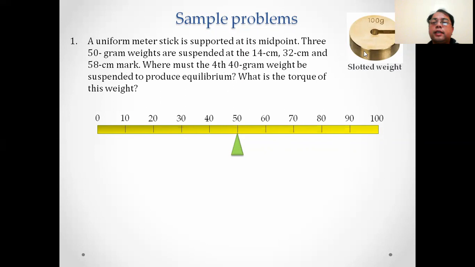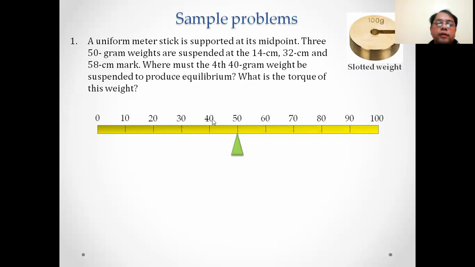We position a slotted weight. A slotted weight looks like this. So it's like a mass with a certain hole in the middle. These are standard masses. So let's say we have 50 grams. We were able to gather 3 50-gram masses. And we are to suspend them in the following locations.